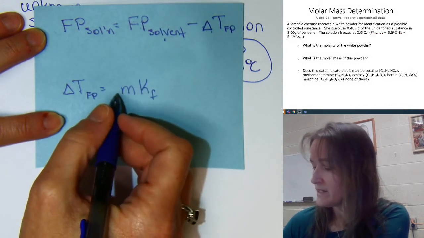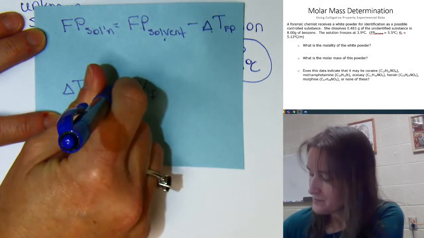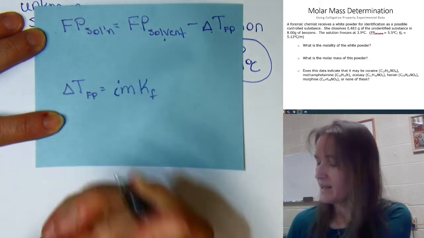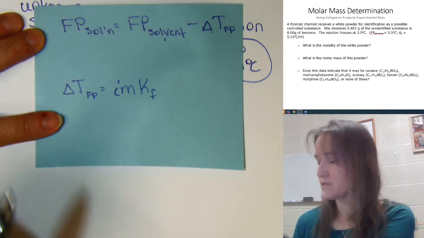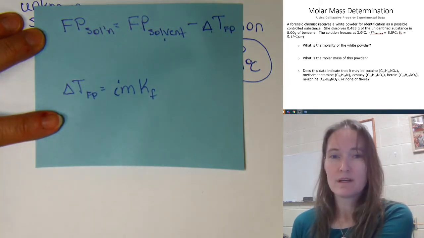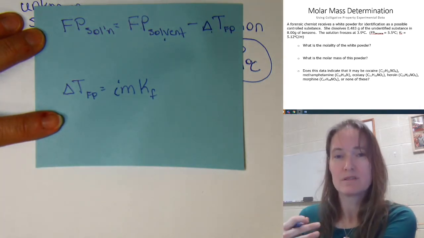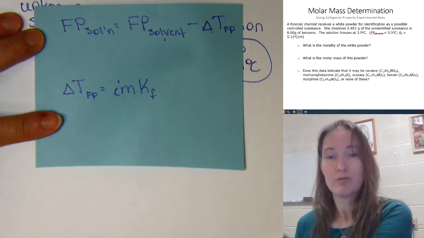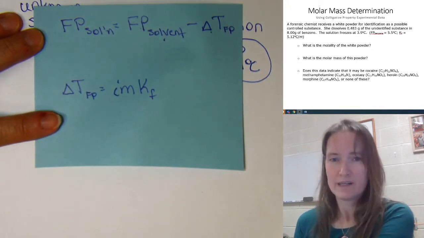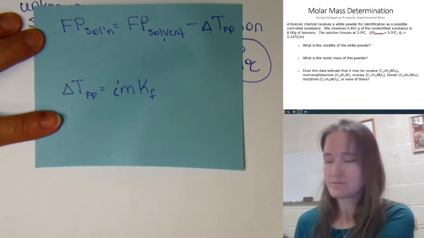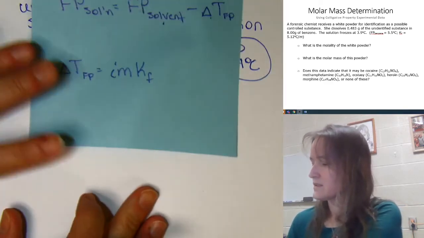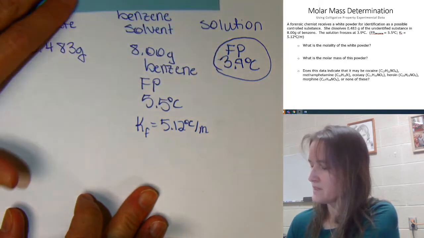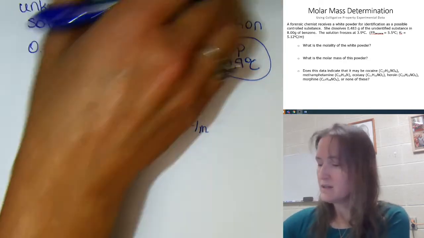And here I didn't put the i factor. So if I put that back in there, i is the number of particles that gets created when the solute dissolves. For our substance, it is some organic substance that is nonpolar. Therefore, it's not going to ionize. So the i will be 1 because it is in an organic solvent.